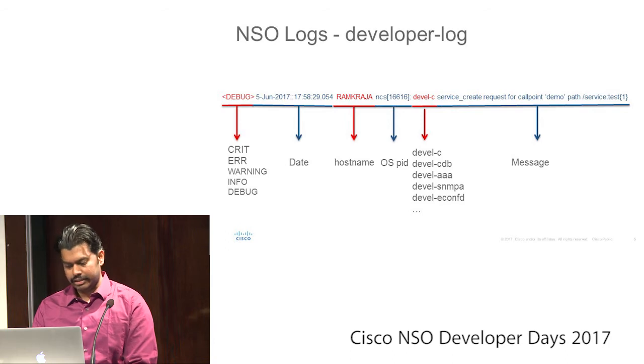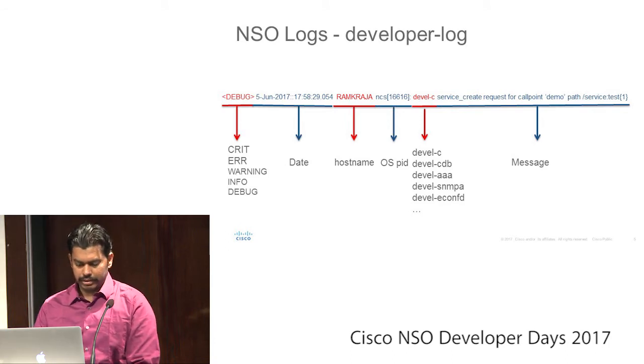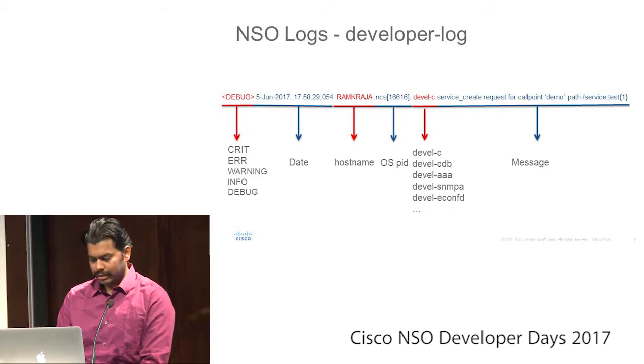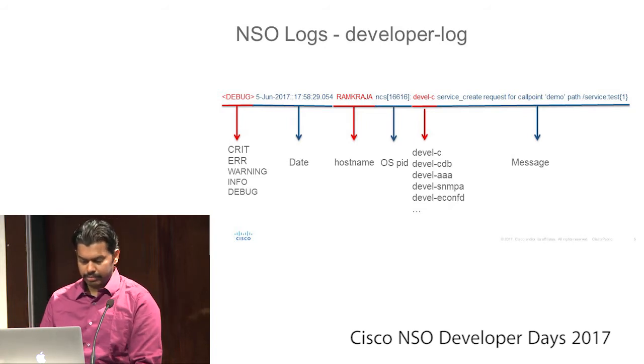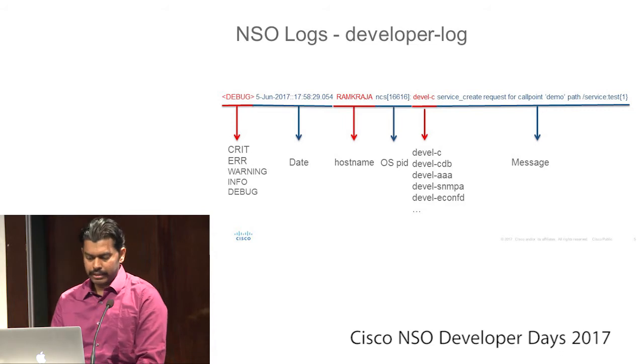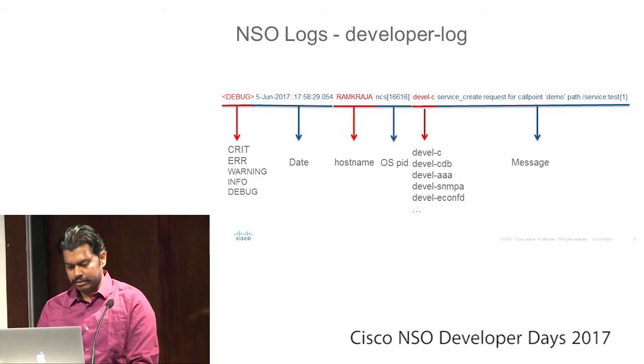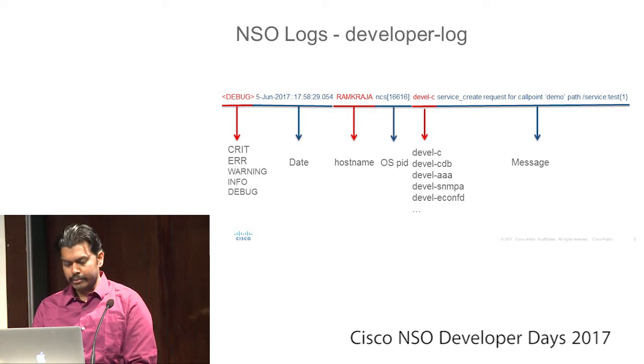Here, devel-c stands for client. So here, this is from the service call point. So devel-c is used by things like action callbacks, validation points, service points, and so on. And devel-cdb is the logs done by the CDB subsystem, and similarly for AAA and other systems. And this is the actual message.